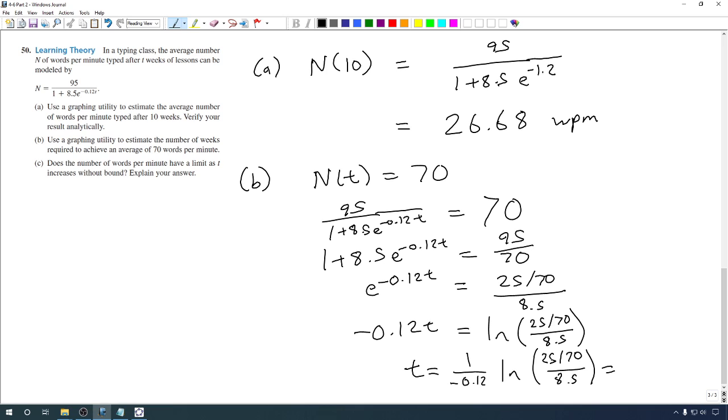And plug all this into a calculator. I get an answer of 26.4, and that's in weeks. So 25 was pretty close, but it's actually a little bit more than that. It's 26 and a little bit more weeks.